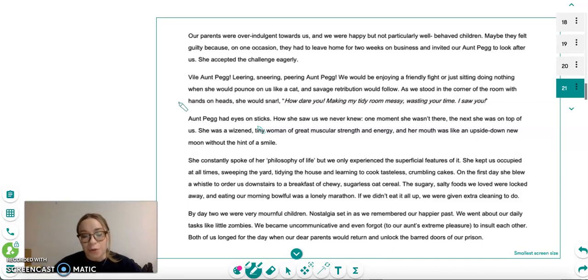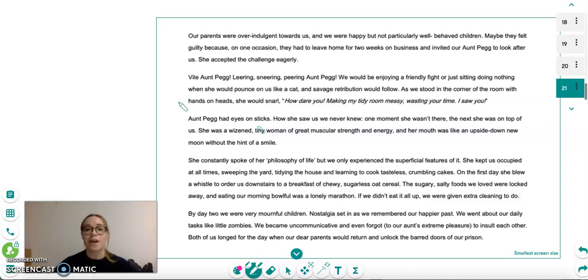By day 2, we were very mournful children. Nostalgia set in as we remembered our happier past. We went about our daily tasks like little zombies. We became uncommunicative and even forgot, to our aunt's extreme pleasure, to insult each other. Both of us longed for the day when our dear parents would return and unlock the barred doors of our prison.